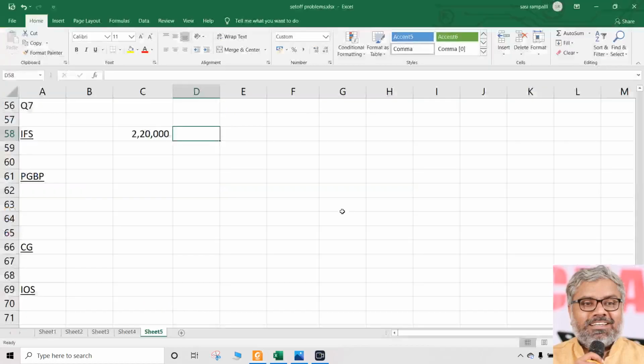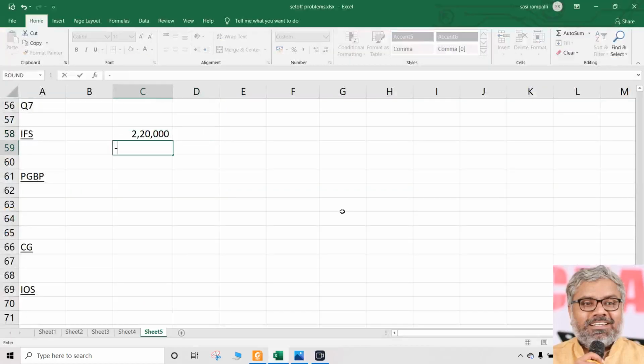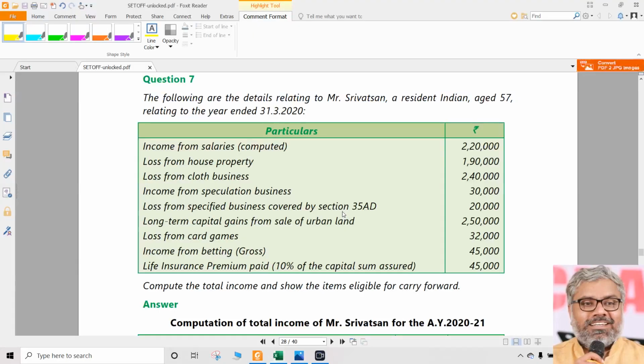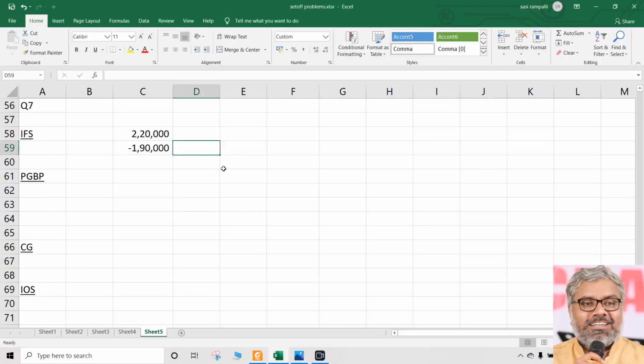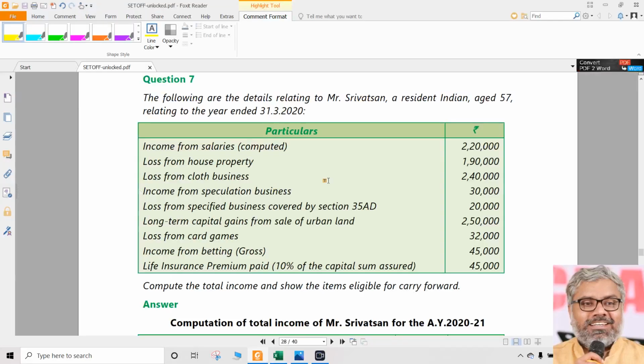Loss from house property. Now let us be double careful. It is not exceeding 1 lakh. It is not exceeding 2 lakhs. So definitely it can be immediately adjusted against income from salaries. So 1,90,000 is okay. In the earlier question it was exceeding 2 lakhs, so we restricted it to 2 lakhs. That has to be always taken care of.